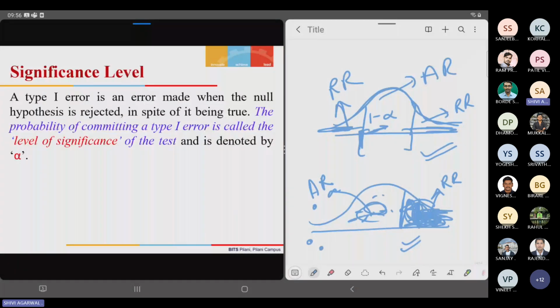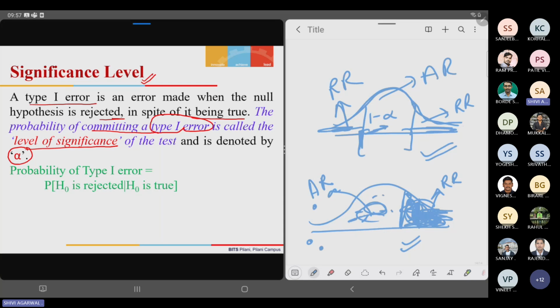Now, alpha is the probability of type 1 error. This is also known as the significance level. A type 1 error is an error made when the null hypothesis is rejected in spite of it being true. So the probability of committing a type 1 error is called the level of significance, and it is denoted by alpha. Our emphasis is that the reason for rejecting H0 comes from alpha.